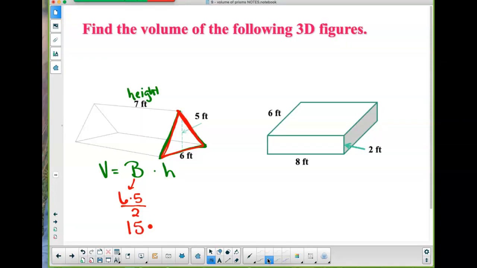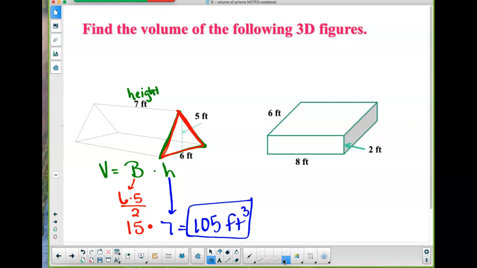Then we have to times that by the height of the prism. What did we say the height of the prism is? 7, right? The height of the prism is 7. So we're going to do 15 times 7. 15 times 7 is 105. It would be feet cubed. Okay, so area of the base times the height.